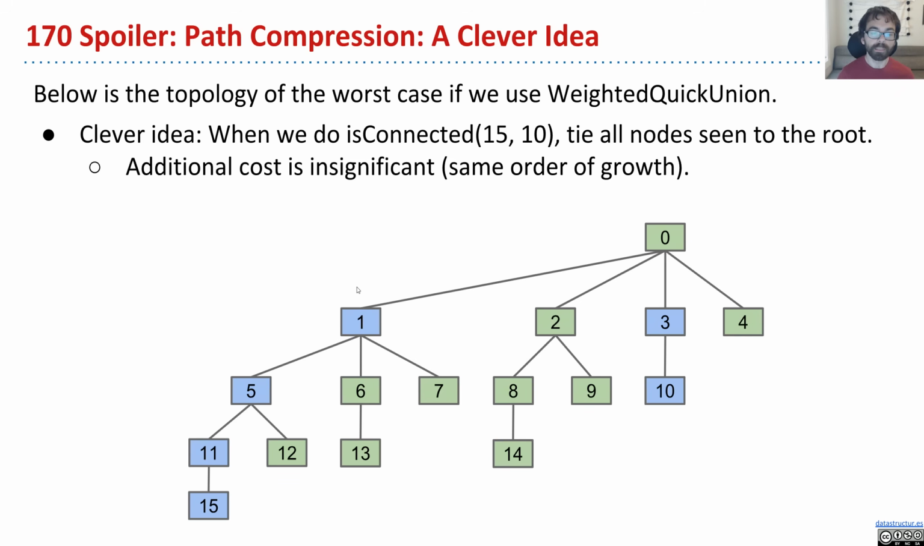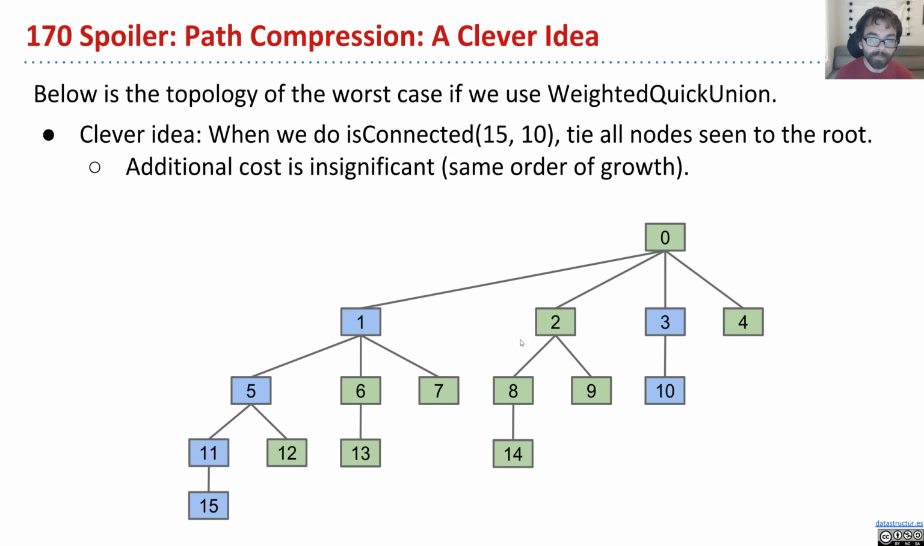Here, let's imagine someone calls isConnected 15 and 10. Usually, that would involve climbing the tree. 15, who's your boss? 11. 11, who's your boss? 5. 5, who's your parent? 1. 1, who's your parent? 0. 0, who's your parent? Nobody. So we climbed the tree and spent some computation time. Same deal with 10, 3, and 0.